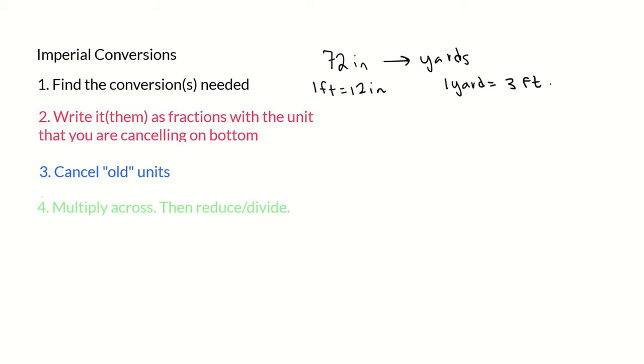And now we're going to write out our conversions as fractions with the unit that we want to cancel on the bottom of the fraction. So what that's going to look like is we're starting with our 72 inches. Let's put that over 1. That's our starting point. And now we need to cancel out inches. So we need inches to be on the bottom of the next fraction. So in this first conversion, we're going to divide both sides by 12 inches. We'll write this conversion fraction 1 foot over 12 inches.